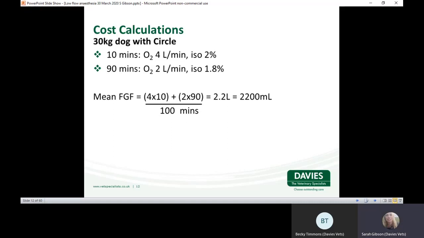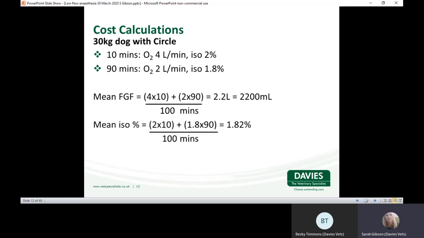So first of all, to work out the mean fresh gas flow, it's 4 litres per minute for 10 minutes, plus 2 times 90, and that comes to 2.2 litres. And then we need to convert it to millilitres for the final equation, so that's 2,200 millilitres.